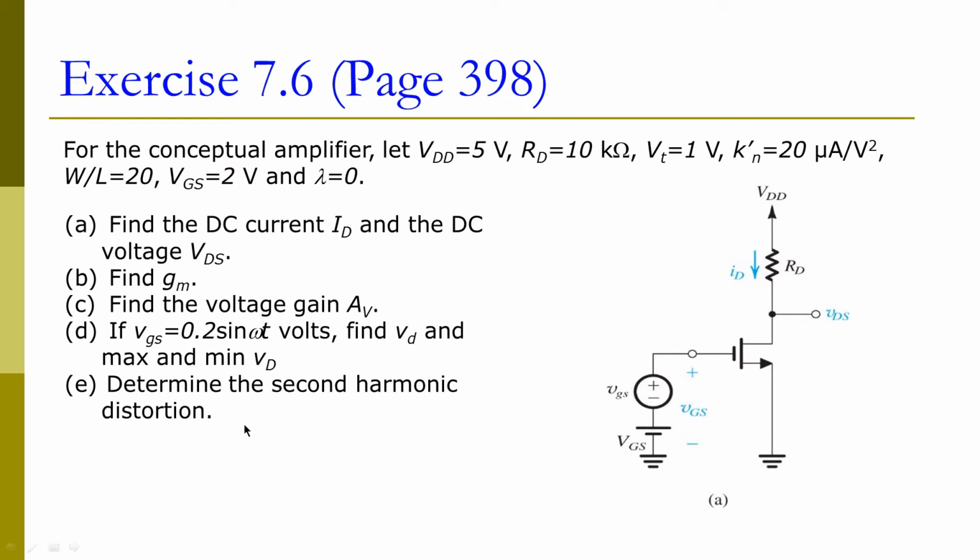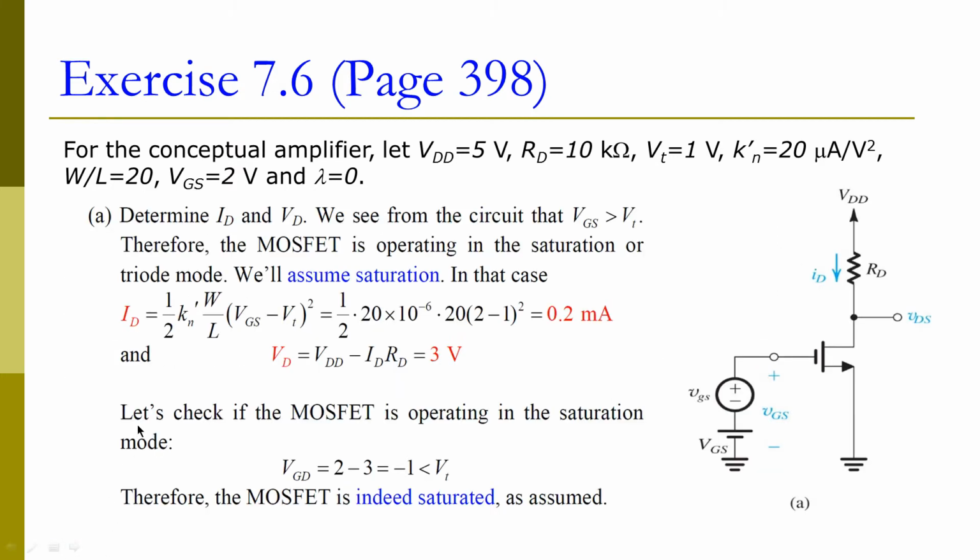Remember, in our simplified model, we ignored the harmonic part, and if we consider that, we are going to see how much distortion it can generate. Now first, to determine the drain current and the drain voltage.